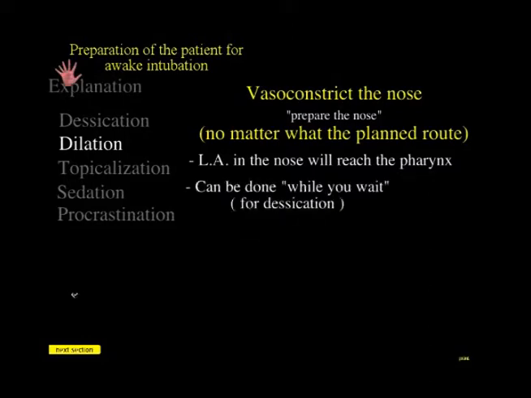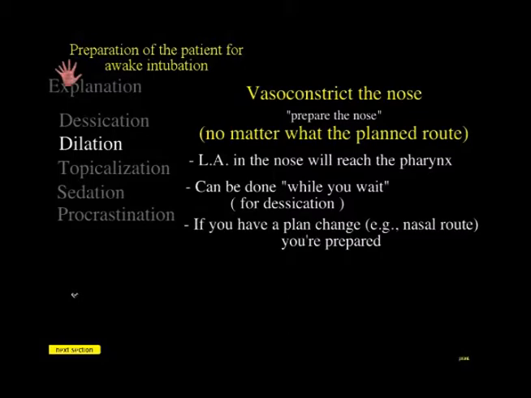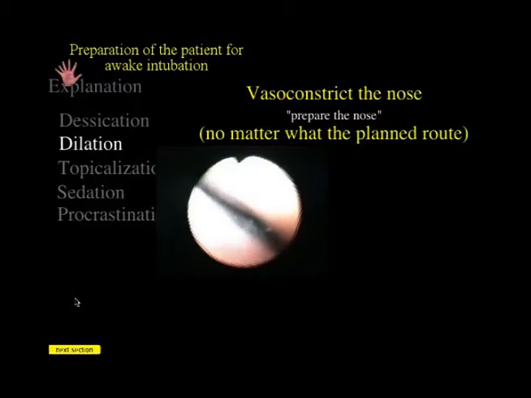Two, it can be done while you wait. While you're waiting for the patient to get dry with your desiccant, you can start on the airway by preparing the nose. Most importantly, if you have a plan change, if you start to do an intubation through the mouth and you have difficulty and you haven't prepared the nose, you're going to have to start all over again. And most people don't start carefully. They go right for the nose, they cause pain, they cause bleeding. If you start to prepare the nose early, and always, if not contraindicated, you're at an advantage.